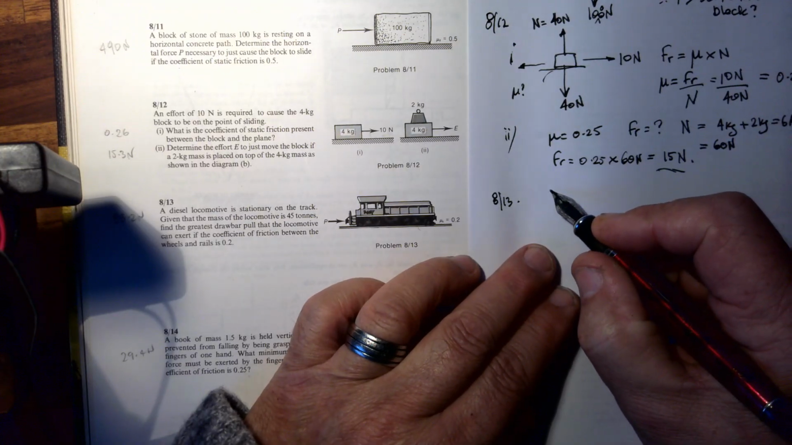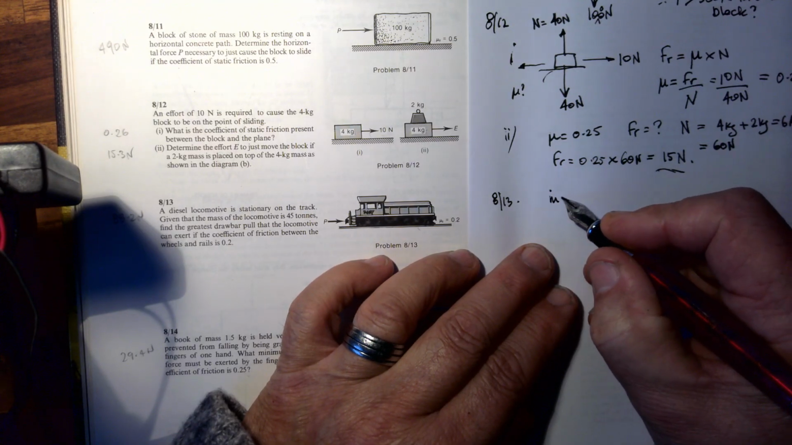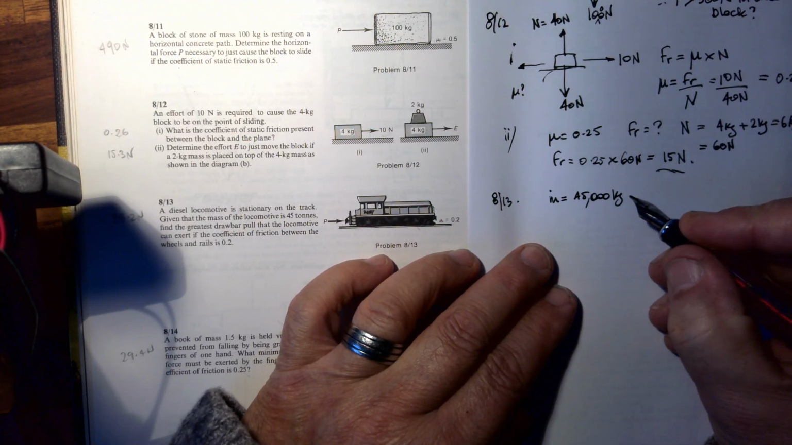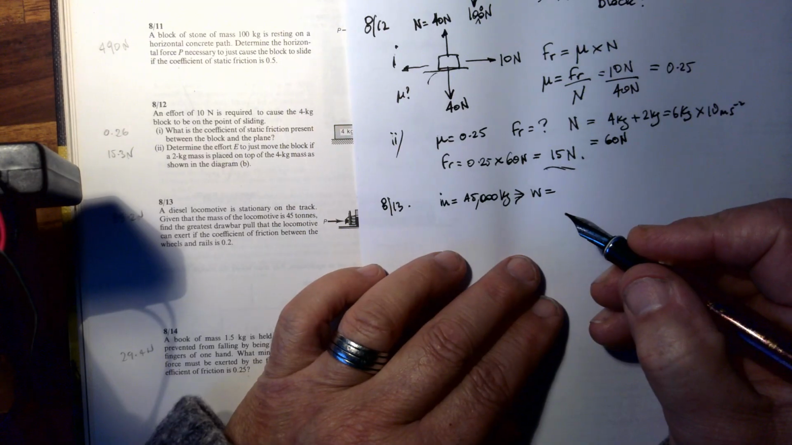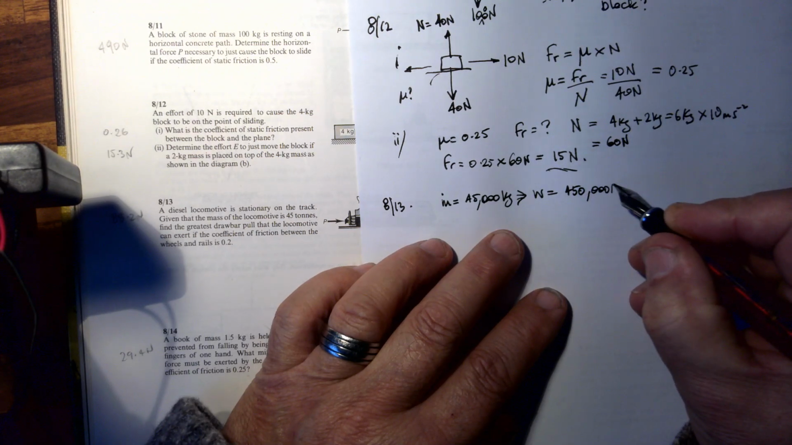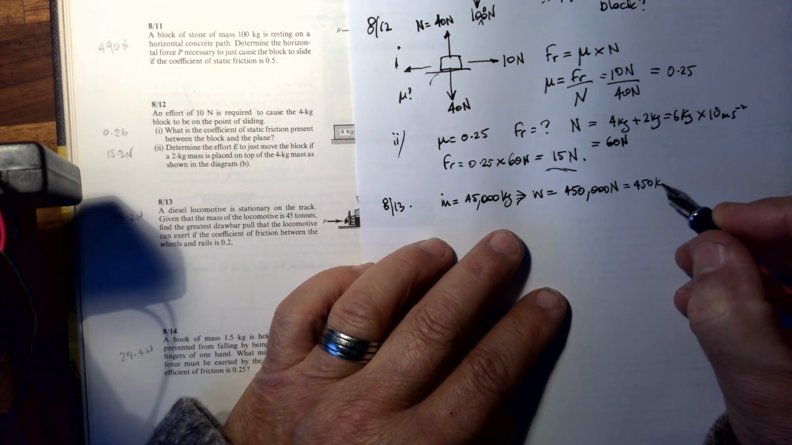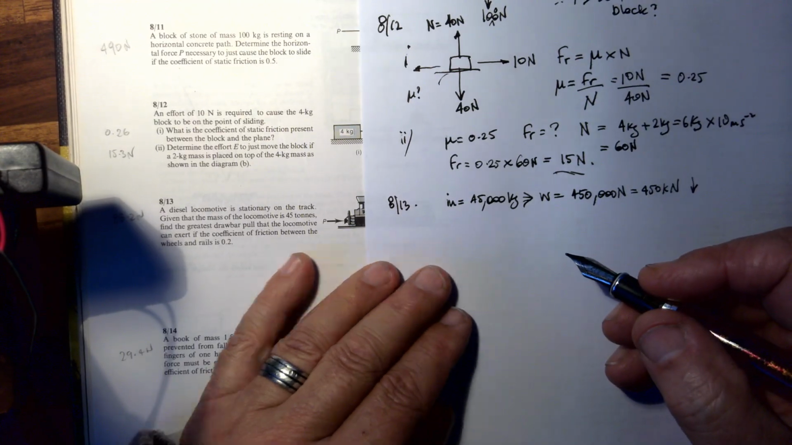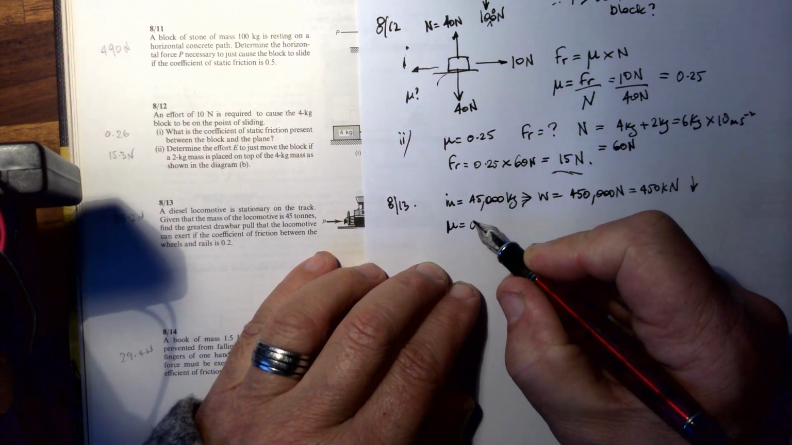Alright, so what do we know about this? We know that the mass of the object is 45,000 kilos, and that's going to give us a weight of 450,000 newtons, because we multiply it by 10 meters per second squared, which is 450 kilonewtons. So that's the weight force acting downwards. The next thing we know is that the coefficient of friction, mu, equals 0.2.